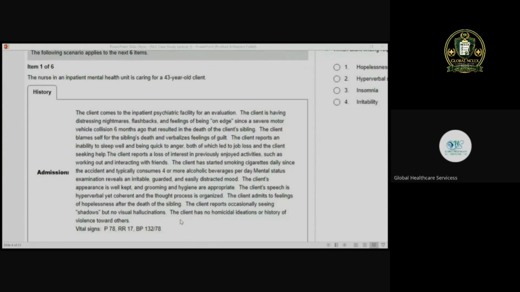The client comes to the inpatient psychiatric facility for an evaluation, right? Yes, ma'am. The client is having distressing nightmares, flashbacks, and feelings of being on edge since a severe motor vehicle collision 6 months ago that resulted in the death of the client's sibling. The client blames self for the sibling's death and verbalizes feelings of guilt.